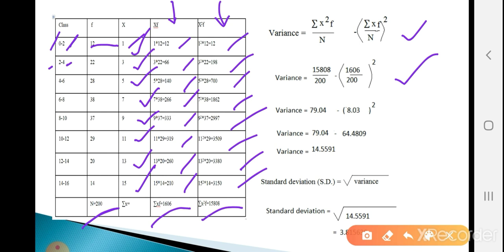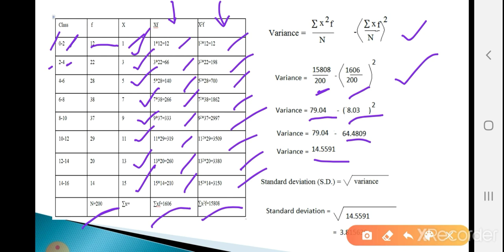Then 15808 divided by 200 minus 1606 divided by 200, its square. So 15808 divided by 200 is 79.04 and 1606 divided by 200 is 8.03, squared. Then 8.03 squared is 64.4809. So 79.04 minus 64.4809 is 14.5591. So this is the value of variance.